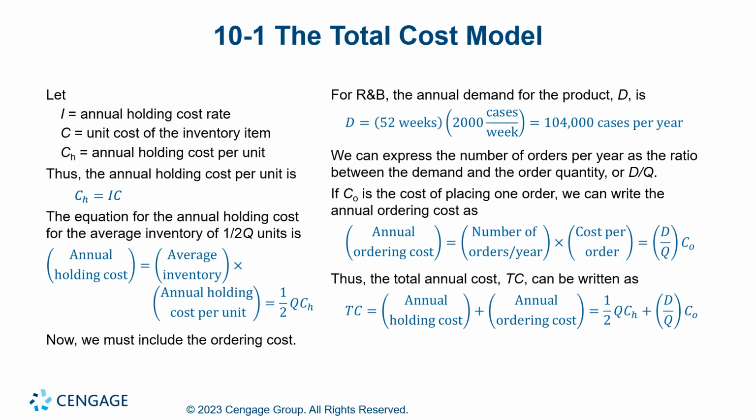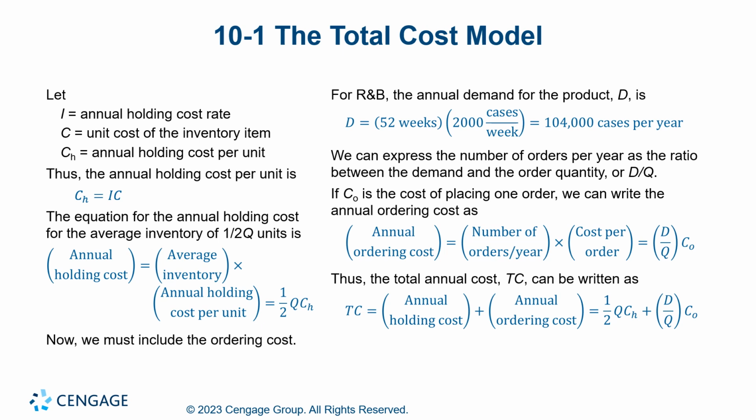The period selected for the model is up to you. You can have 1 week, 1 month, 1 year, and so on. However, because the holding cost for many industries and businesses is expressed as an annual percentage, most inventory models are developed on an annual cost basis. So here we have I, which is the annual holding cost rate, and then we have C, which is the unit cost of the inventory item, and CH is the annual cost of holding 1 unit in inventory, and therefore CH is equal to I multiplied by C.